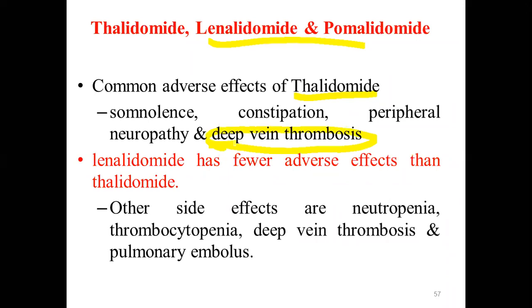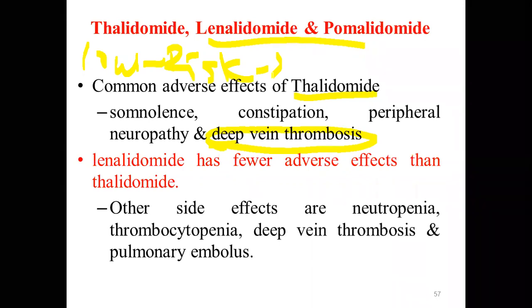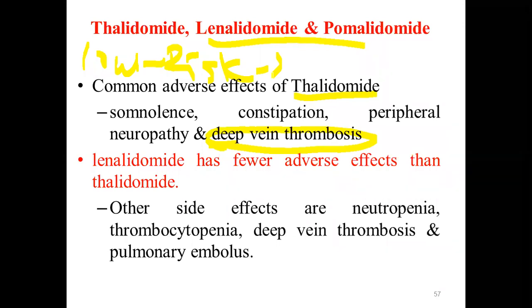Then, because of this reason, when a patient is taking thalidomide, there must be a prophylaxis agent, mostly in low risk individuals. That means those patients who are not very old, who are mobile and very active, who do not have any risk factor of coagulopathy, they are supposed to take low dose aspirin throughout the treatment of thalidomide. Otherwise, the possibility of thromboembolism is very high.